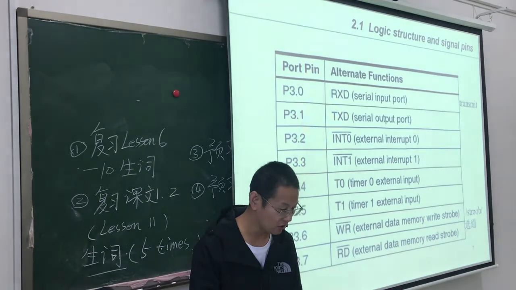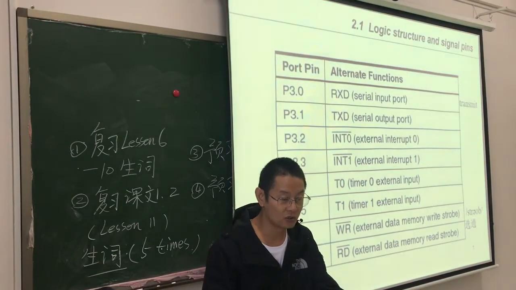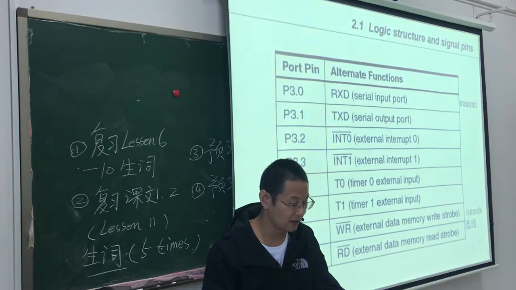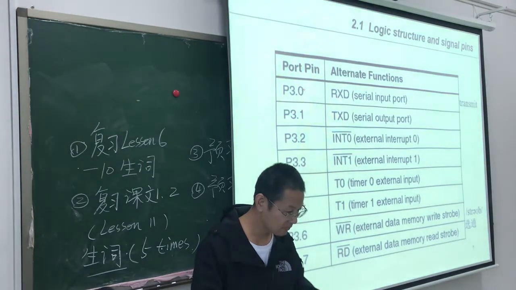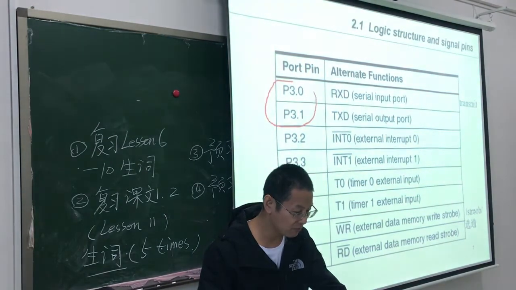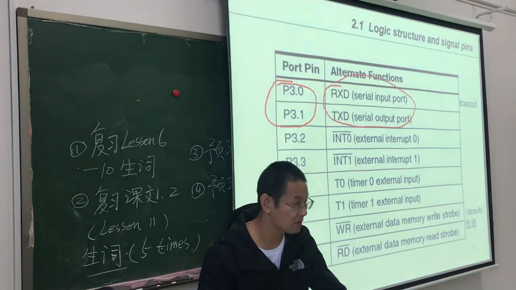There's something special about port 3. Port 3 has two functions. You can use it as a parallel port, or every pin has its own personal function. Port pins 0 and 1 are for serial transmit.